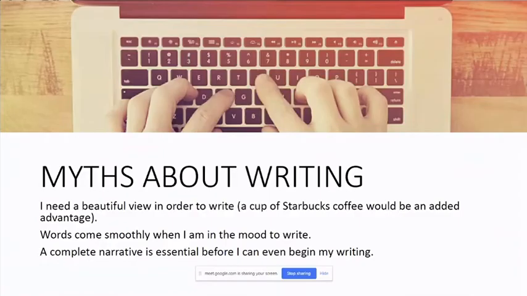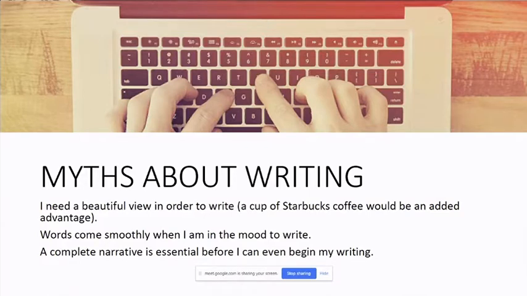Right. Now, first and foremost, when we talk about writing, these are the common myths about writing. Number one, I need a beautiful view in order to write. You don't need that. Yes, a beautiful view would eventually lift up our mood, and of course a cup of Starbucks coffee would be an added advantage. The answer is yes and no. It's all a matter of perspective and how you set your mind when you want to write, isn't it?